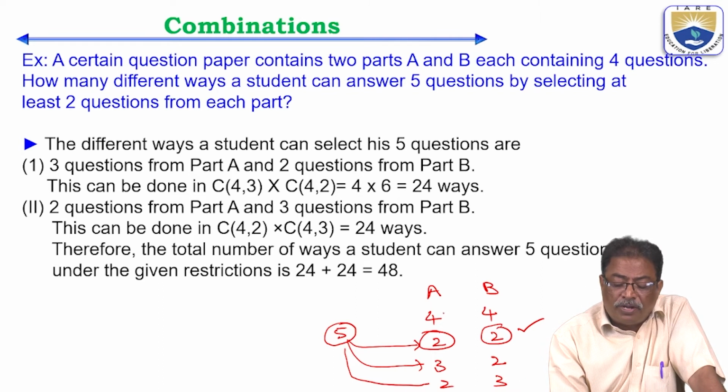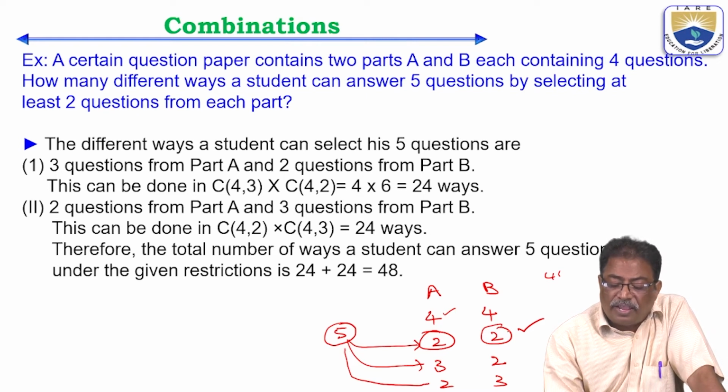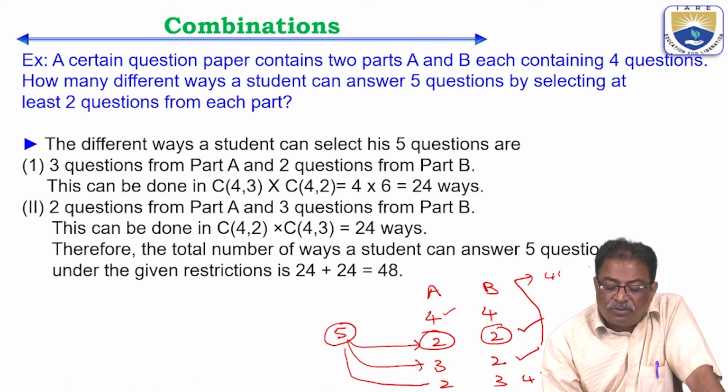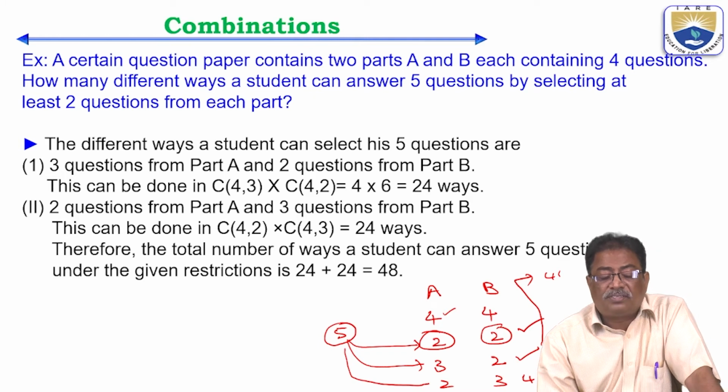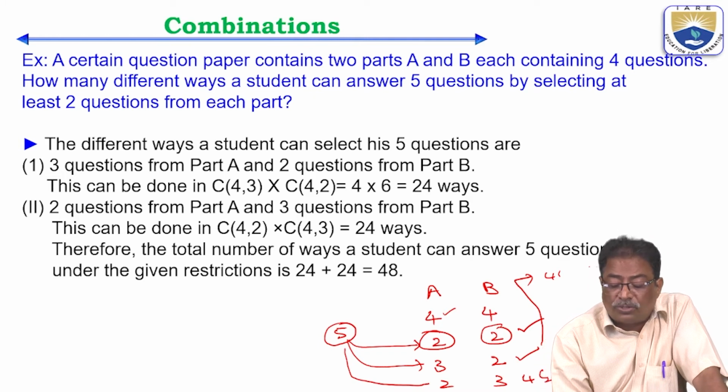So here, how many total questions are there? 4 questions. So we can write it as 4C3 into 4C2 for this option. And for this option, we are going to get 4C2 into 4C3. So now we are going to get like this.